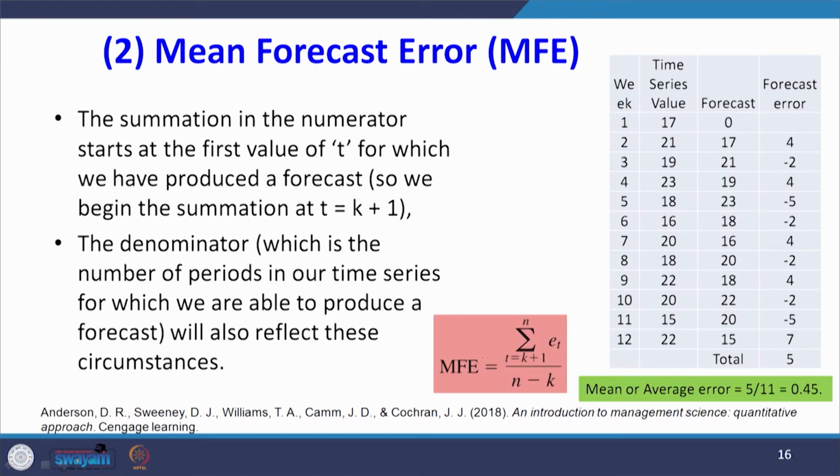The summation in the numerator starts at the first value of t for which we have produced a forecast. So, we begin the summation at t equals k plus 1. So, we have to start from the second week onwards, because the value of k equals 1. The denominator is the number of periods in our time series for which we are able to produce a forecast. So, out of 12 we are able to produce for 11 weeks. So, it is 12 minus 1, this will be 11, that is why I divided by 11. Here 5 divided by 11, and the 5 we have added only from the second week onwards.